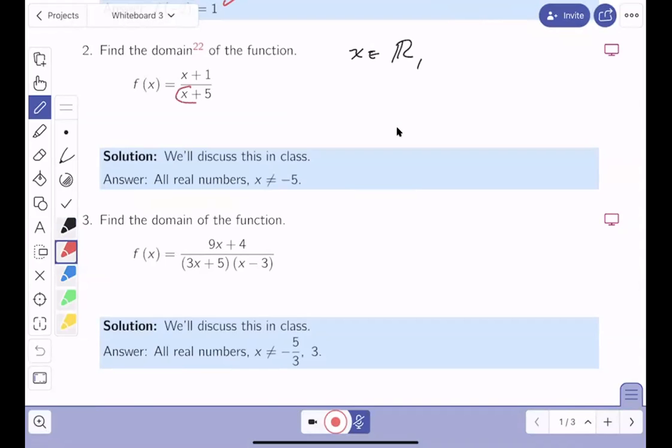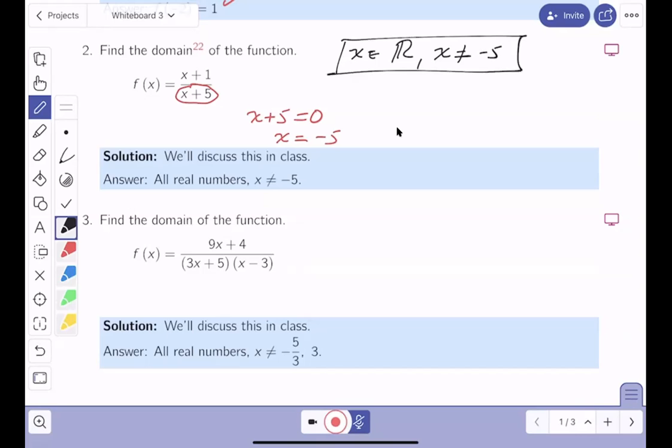The trouble is, are there any numbers that would cause division by 0? And there is. What's that number? Minus 5. So minus 5 is a very dangerous number, so I need to exclude it. And I would say x can't be minus 5. So again, all real numbers except minus 5. What do they have over here? All real numbers, x can't be minus 5.